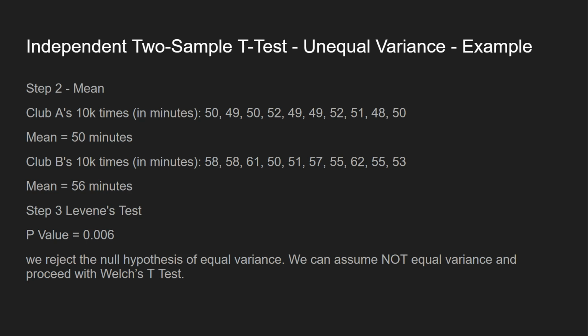Then we're going to perform Levene's test. Now, I'm not going to show you how we did Levene's test here. It's quite easy in SciPy, but again, full video on Levene's test if you want to learn it. We get 0.06, right? So we reject the null hypothesis of equal variance, and we cannot assume equal variance, and we're going to have to use Welch's T-test.